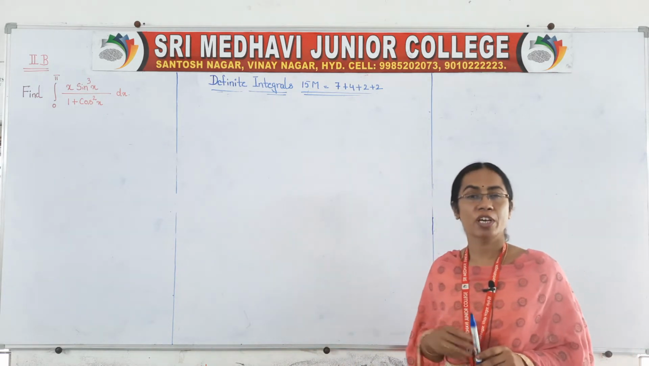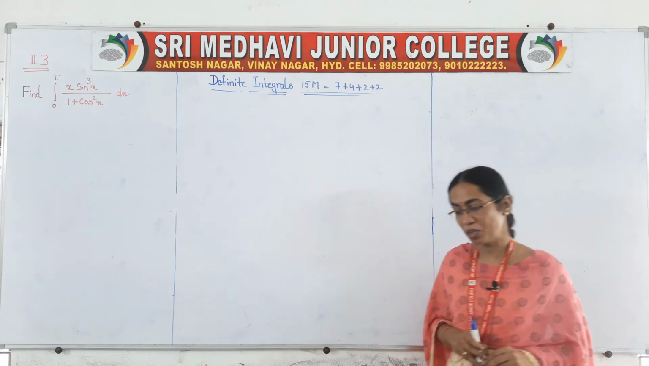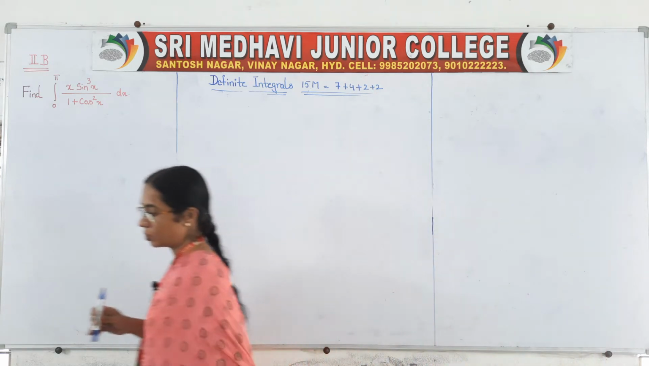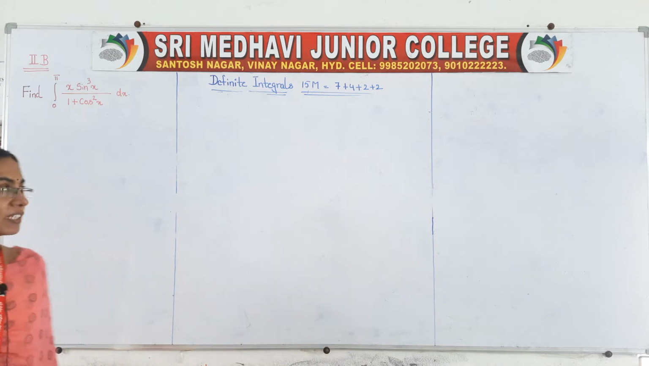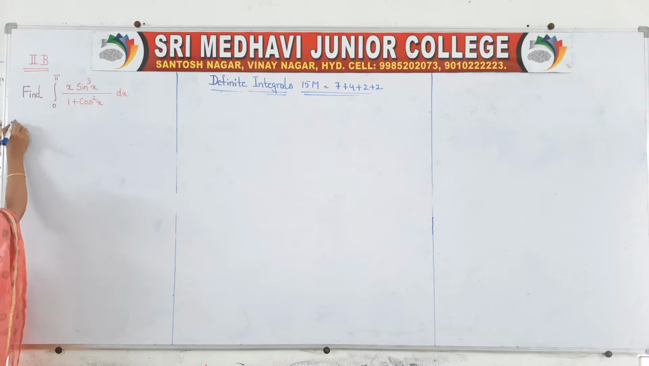So we are doing 7 marks problems, so we will continue, right? Some more important 7 marks questions are there in this exercise. From this topic you are having 15 marks, so that's why we have to concentrate on 7 marks questions also. So come to the first question: find integral 0 to pi x sine cube x by 1 plus cos square x dx. So, solution.